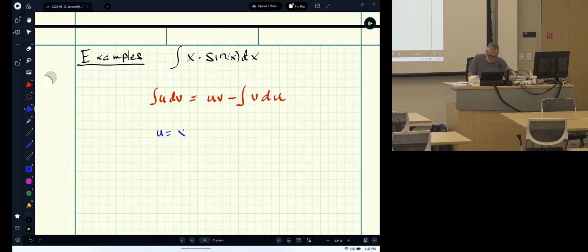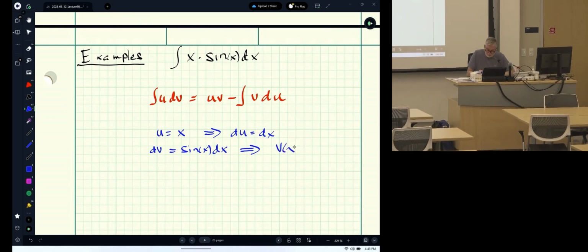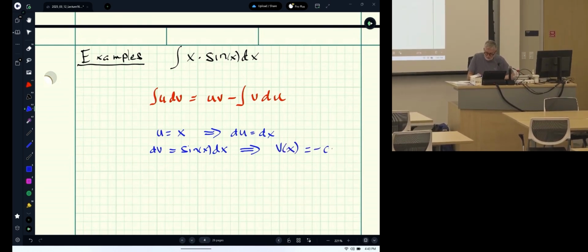So we take u equals x so that we differentiate it. So that implies du equals dx. And then we let dv equal sine of x dx, and that implies v of x is minus cosine of x.